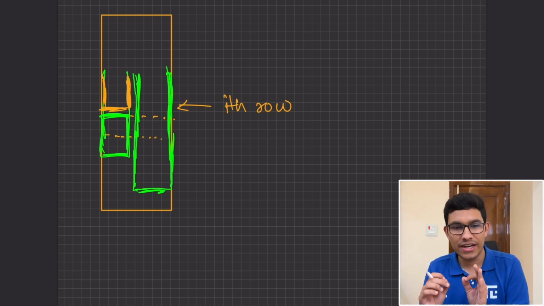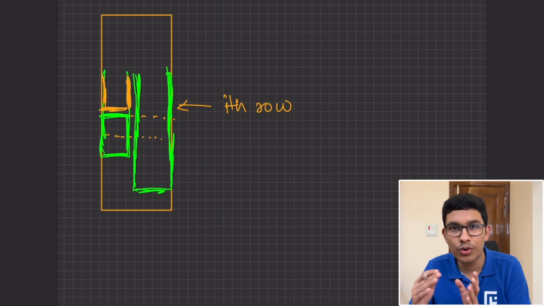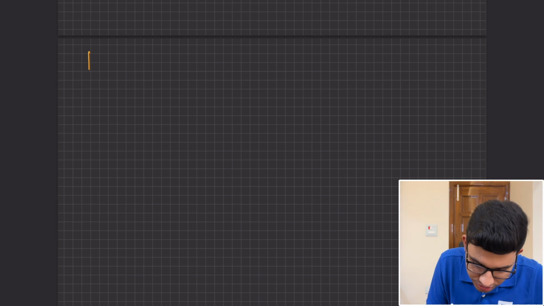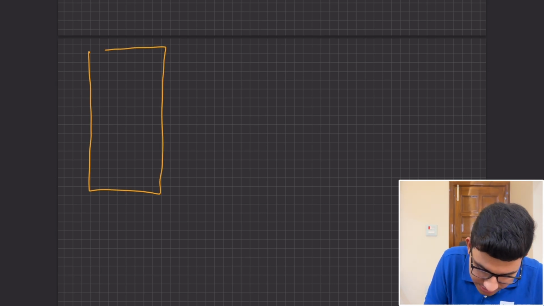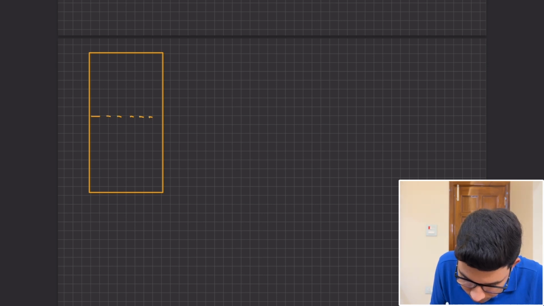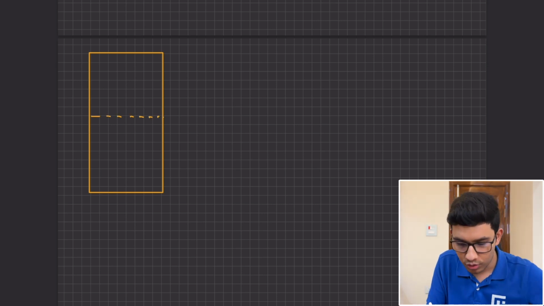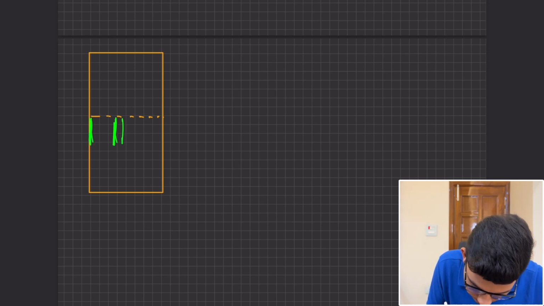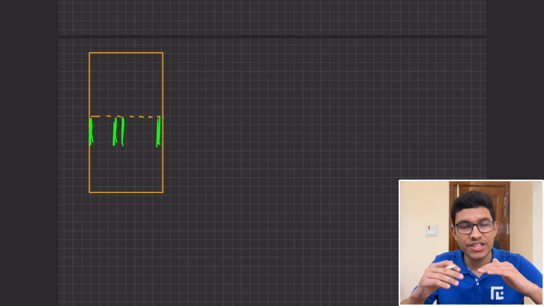Let's now try to understand what the different cases are that could come up from this, right? So this is the first case that I'm constructing. Let's suppose this is the entire grid. This is the ith row. On the I minus 1th row, what you have is two cells which are vertical, which are trying to extend. Okay, these are two vertical cells which are trying to extend.